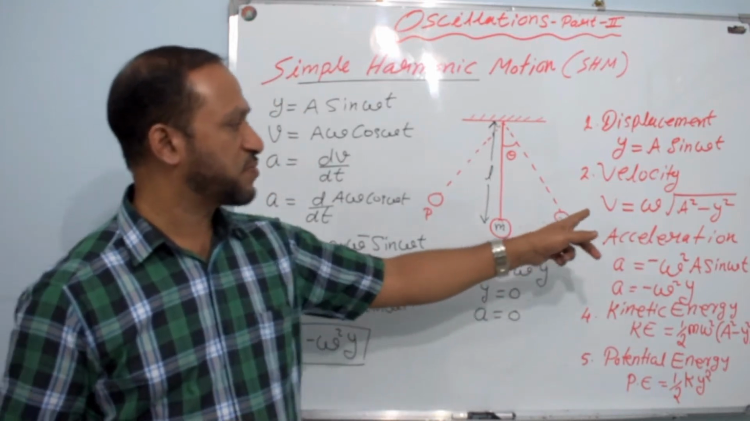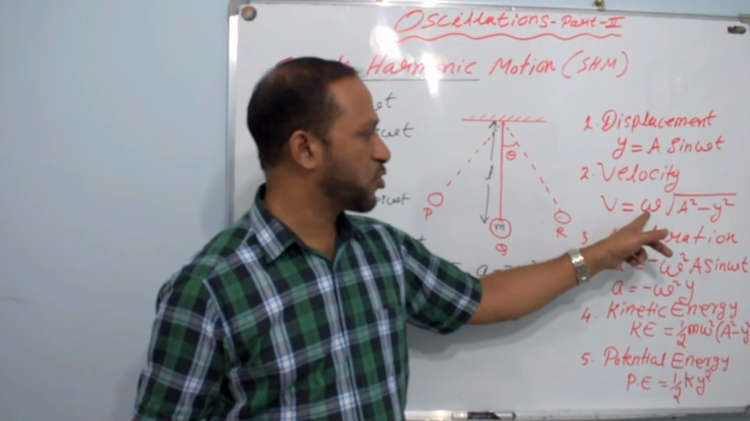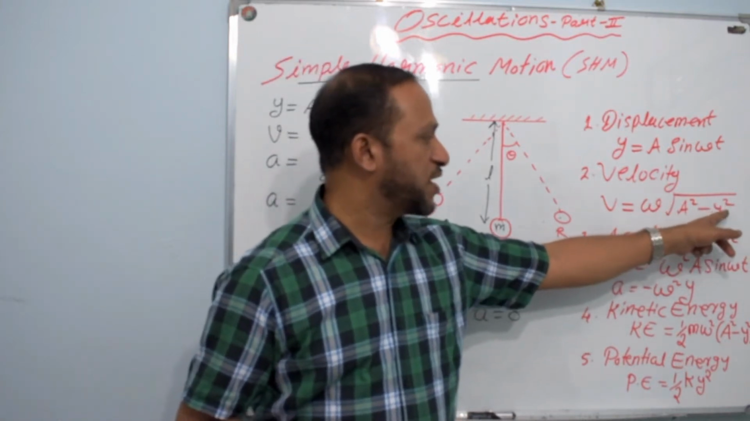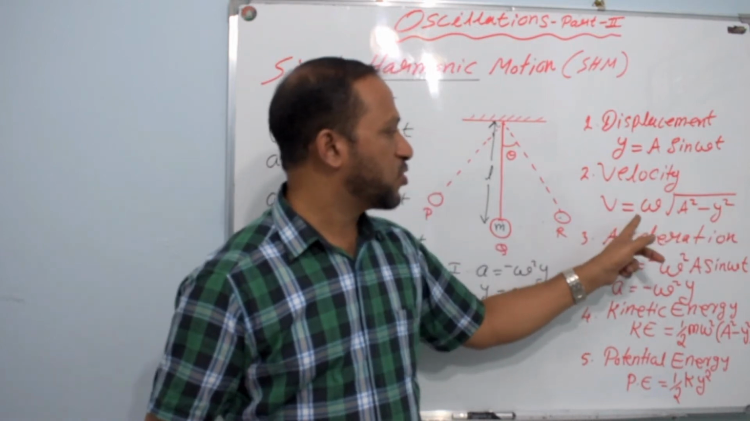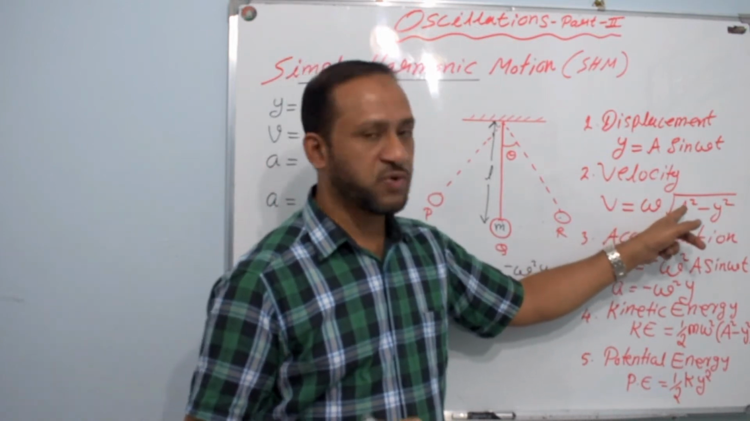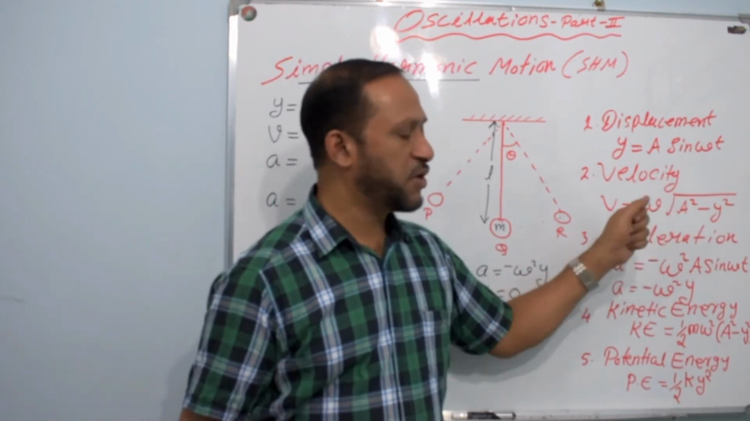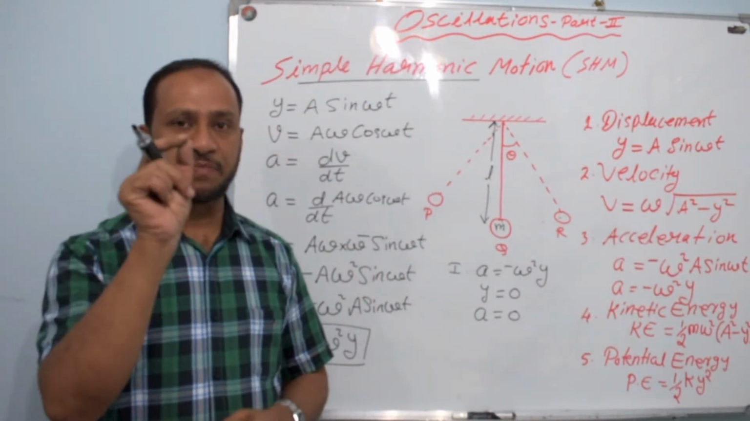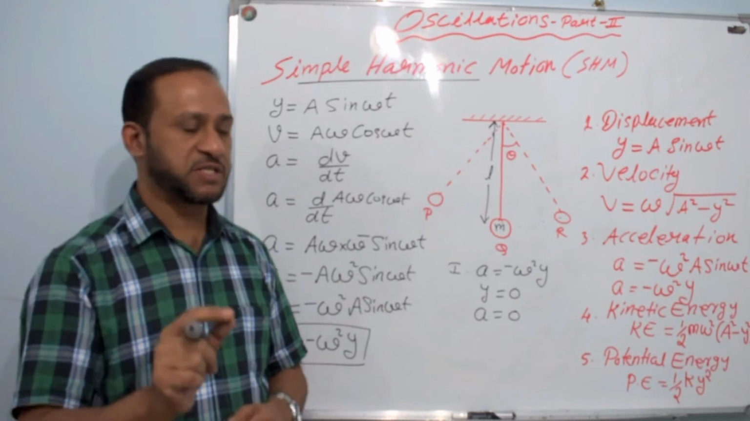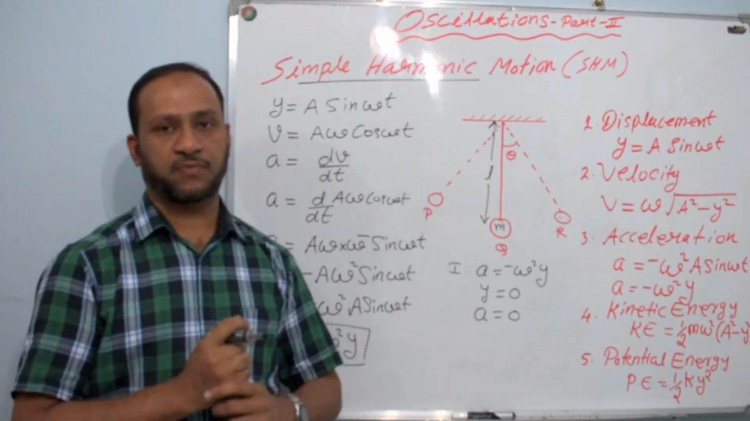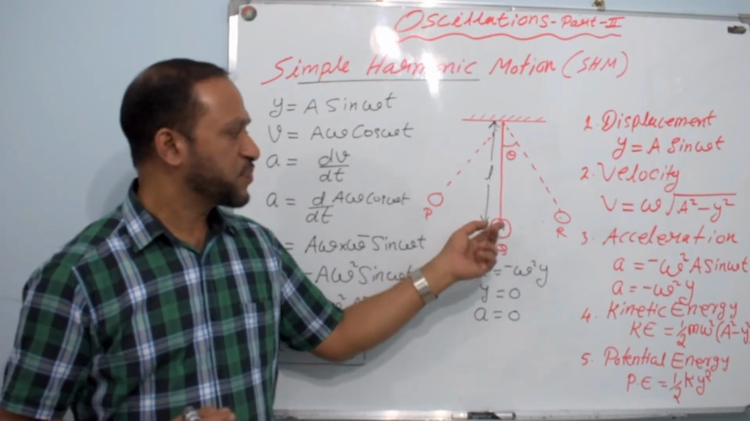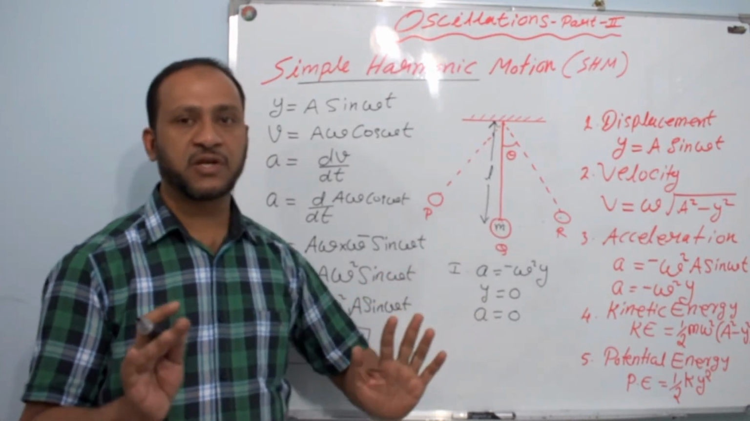And also we have seen from the equation of velocity, v equal to omega into root of a square minus y square. At the mean position y equal to 0, then v equal to omega into root of a square, which is a, so v equal to omega into a. Means at the mean position, velocity is maximum. Velocity is maximum, but acceleration is 0. So this is a special case at the equilibrium point.